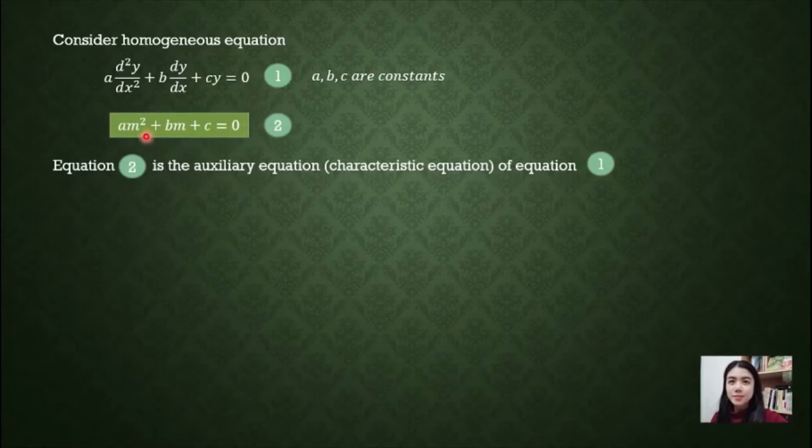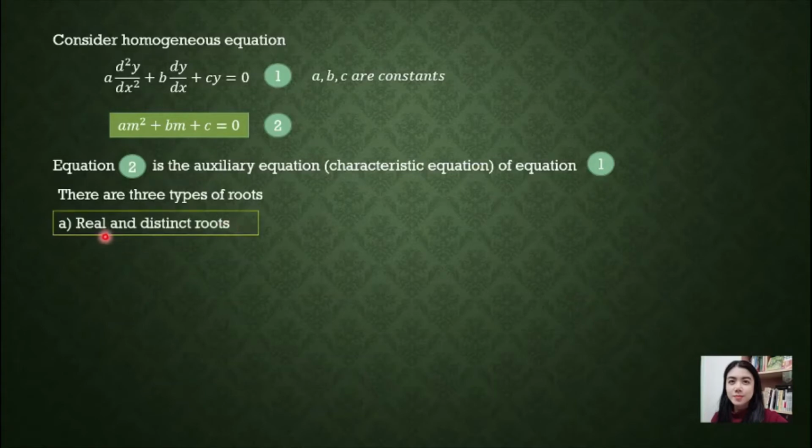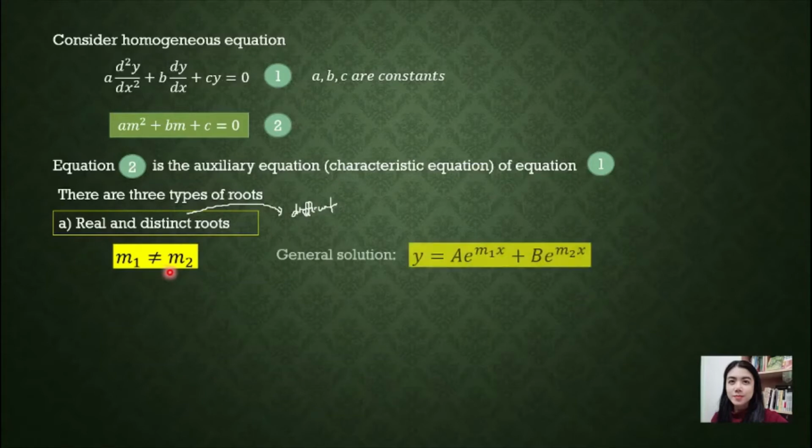Now once we know this is actually the auxiliary equation, you should know that there are 3 types of roots. The first type of roots that you come across is called real and distinct roots. The distinct here means different. So it means that your value of m1 is not equal to m2. The general solution for this real and distinct root will be this form.